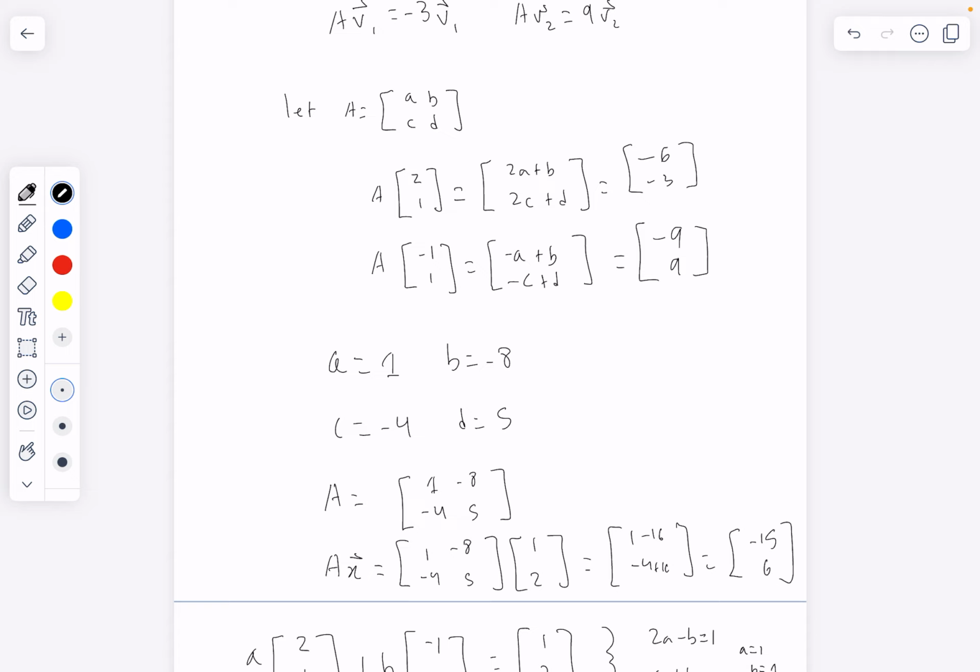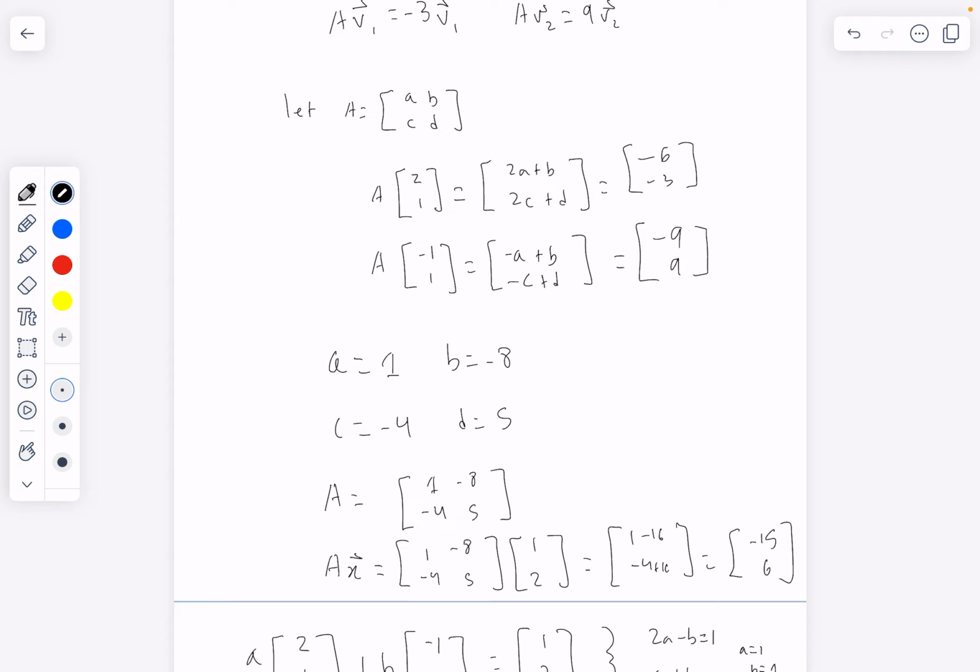In method 1, we use the definition of eigenvectors. We know Av1 equals negative 3v1 and Av2 equals 9v2. We let A equal the matrix (a, b, c, d), then use these eigenequations to set up a system of equations. From Av1 equals negative 3v1, we get 2a plus b equals negative 6, and 2c plus d equals negative 3. From Av2 equals 9v2, we get negative a plus b equals negative 9, and negative c plus d equals 9.